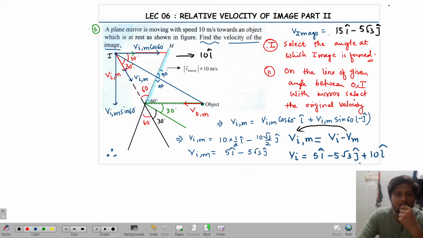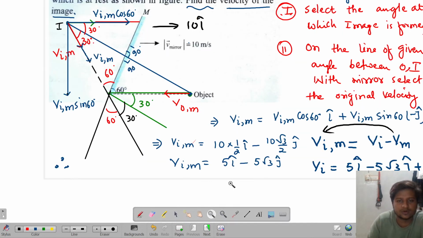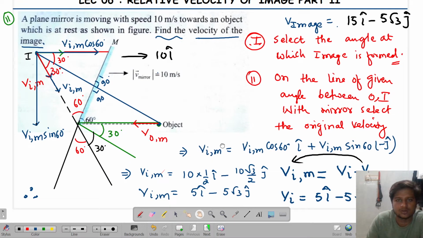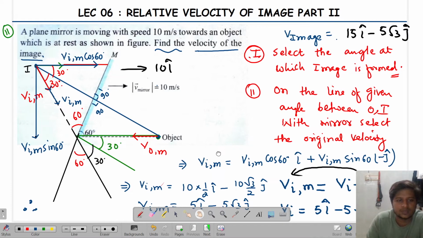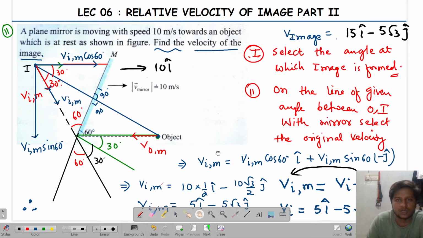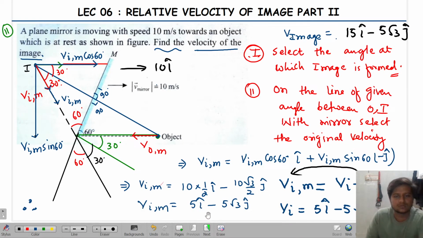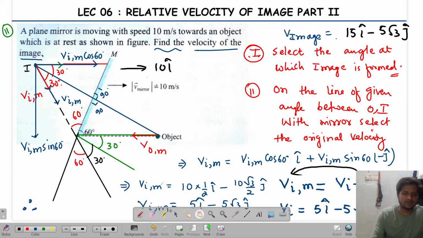Okay. So now look over here. Here we have got the velocity of image as 15 i cap minus 5 root 3 j cap, and based upon this we have calculated the velocity of image. Got it or not? Yes or no? Understood or not? Tell me. First important thing. Gagan, Anus, any kind of doubt till now? No problem. Can I increase the level? Similar kind of problem, but the level will be increased.